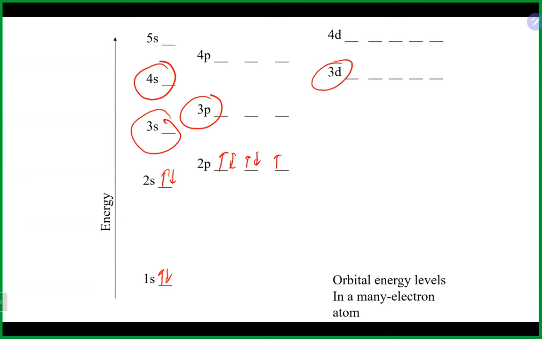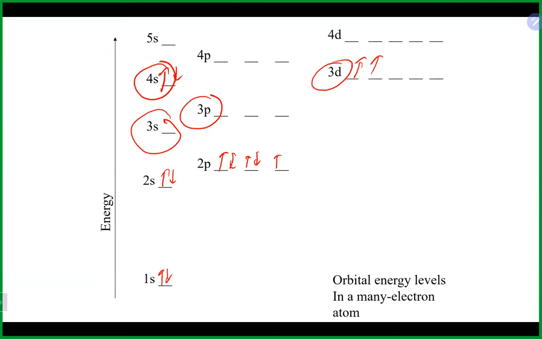And that's where people sometimes mess up because they just write it in order. It kind of makes sense. You go 3s and then 3p and then 3d. But in this case, the s squeezes in there because it's lower in energy. So electrons will go here when it gets there and then start filling up the d orbital.